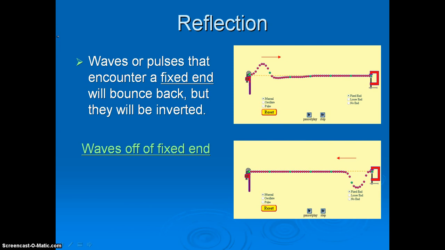One of the last things that we have on this PowerPoint is talking about what happens to waves when they hit ends. And one of those ends is called a fixed end. And whenever a wave hits a fixed end, it will bounce back and it will be in the opposite direction. It will be inverted, the opposite of whatever it was. Okay? And a fixed end means that my end can't move.